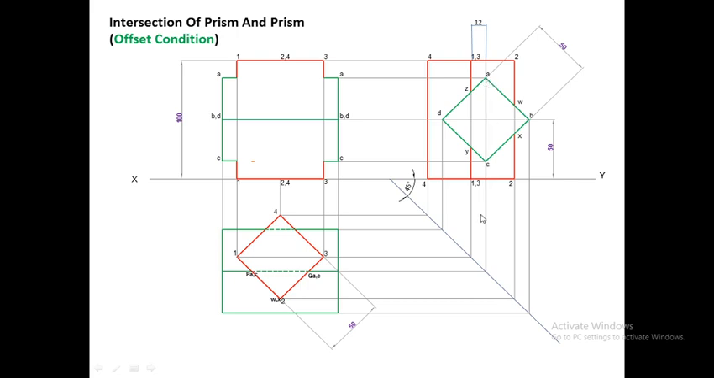So after projecting this point, this edge cuts the vertical square prism on left hand side as well as on right hand side. So we have to mark point A and C on left side also and on right side also. On left side we have used the letter P, PA and PC, to represent points A and C. And on the right side we have marked the intersection points as QA and QC.